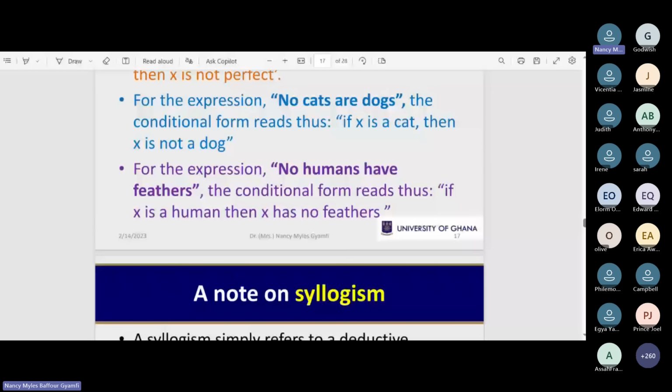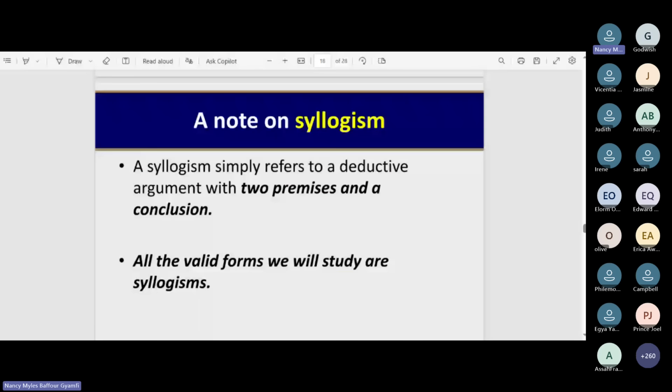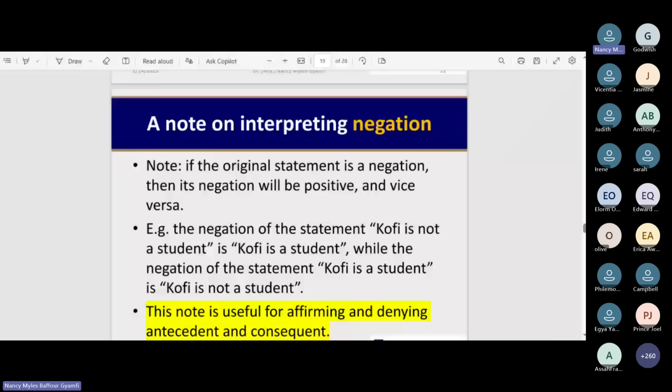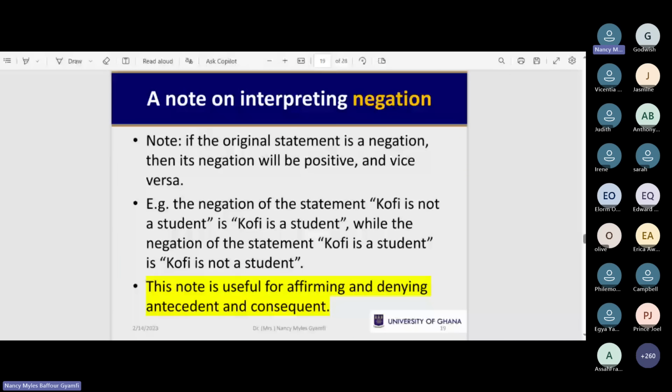You know syllogism already. Look at your screen. A note on negation. Now let's polish up with this one. This is the mint, the spice you put on the chicken. You have to know this. So look on your screen.